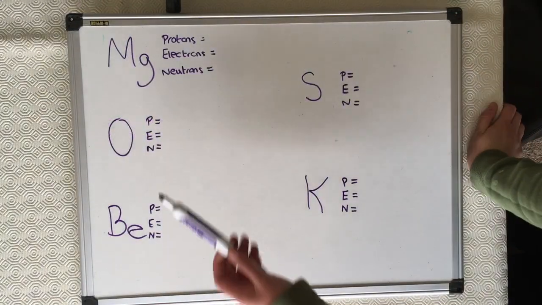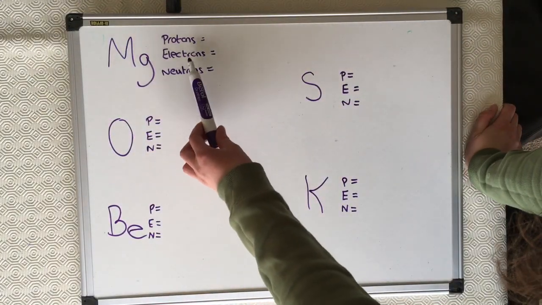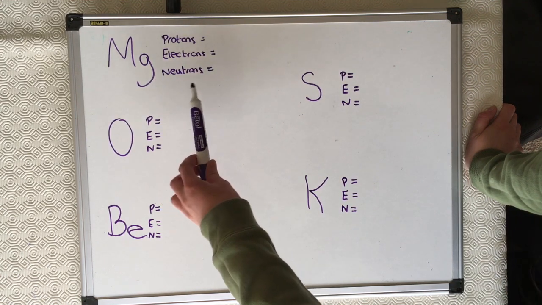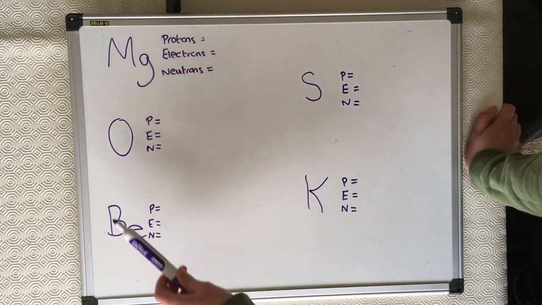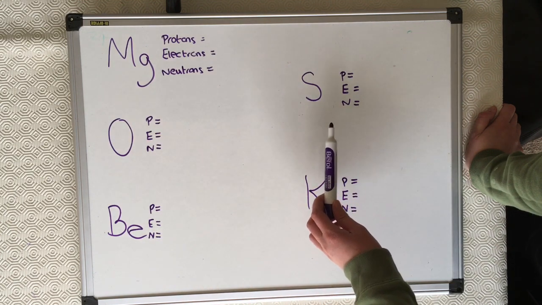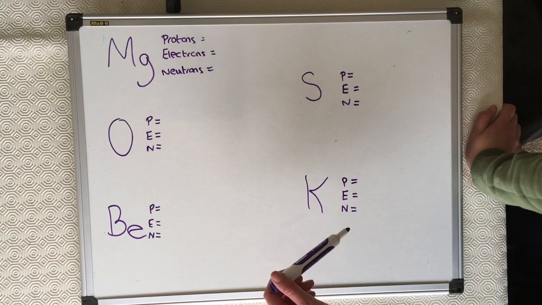Now that I've explained how you can calculate the number of protons, electrons and neutrons using the numbers on the periodic table, I'd like you to do the same for magnesium, oxygen, beryllium, potassium and sulfur. Pause the video now and then we'll go through the answers.